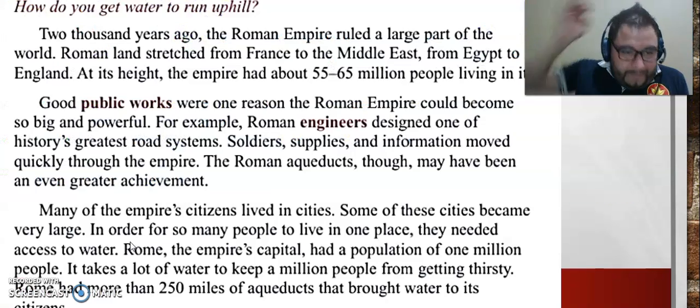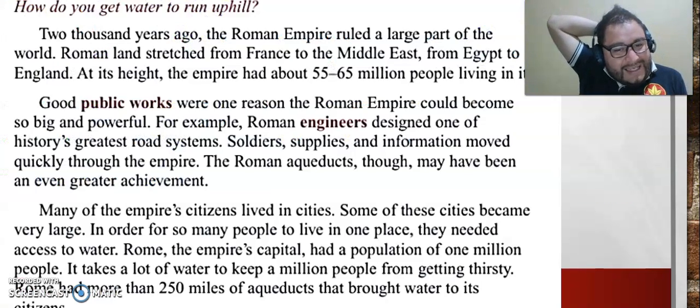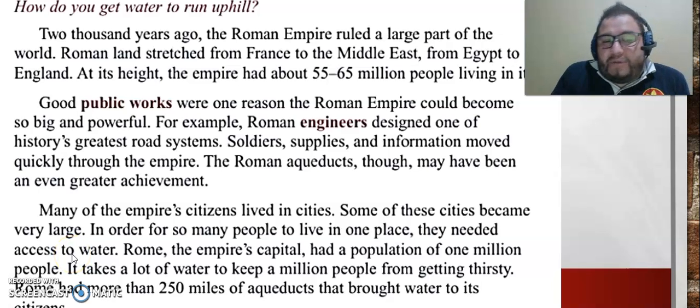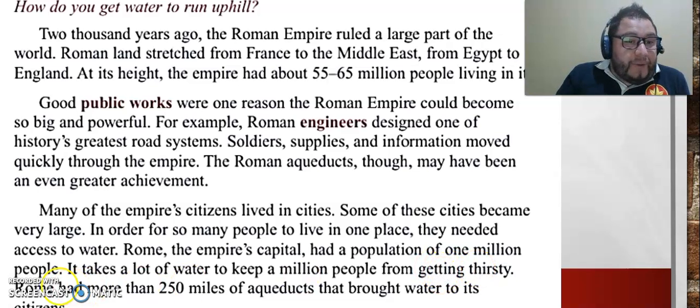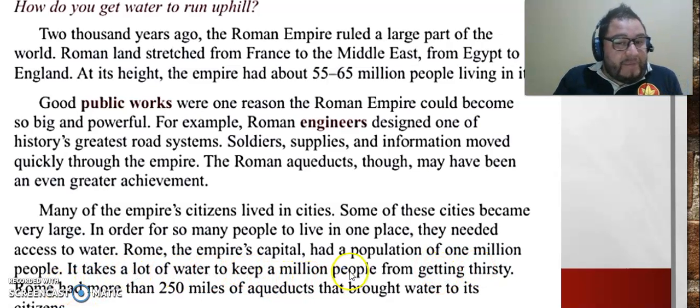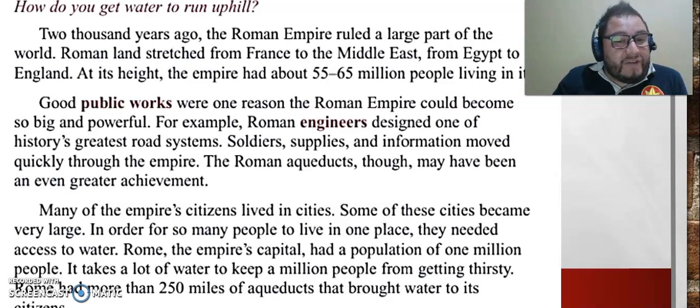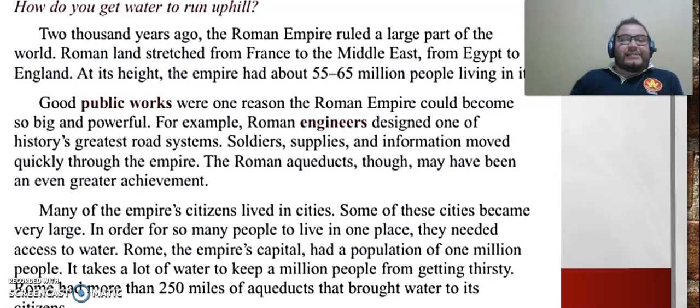So, oh, sorry. Many of the empire's citizens lived in cities. Some of these cities became very large. In order for so many people to live in one place, they needed access to water, right? For example, Rome, the empire's capital, had a population of 1 million people. It takes a lot of water to keep 1 million people from getting thirsty, right? Rome had more than 250 miles of aqueducts that brought water to its citizens.